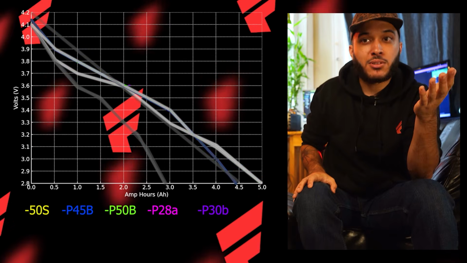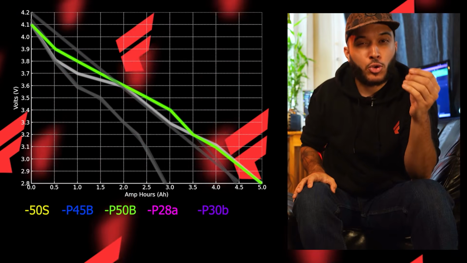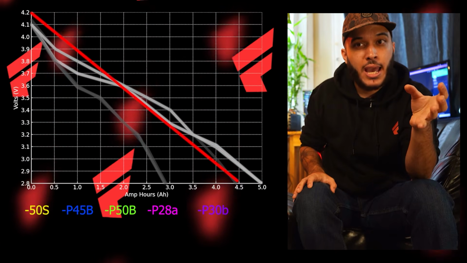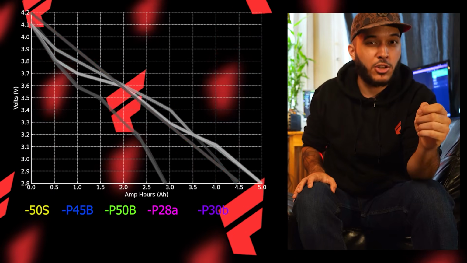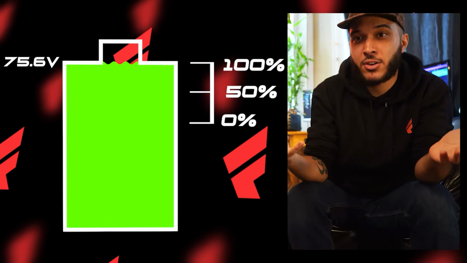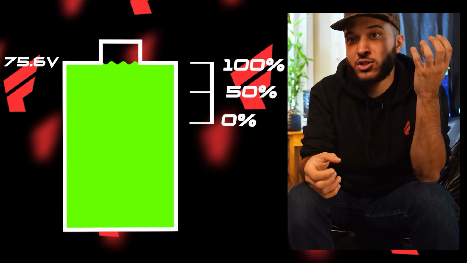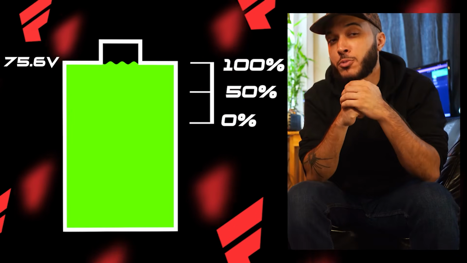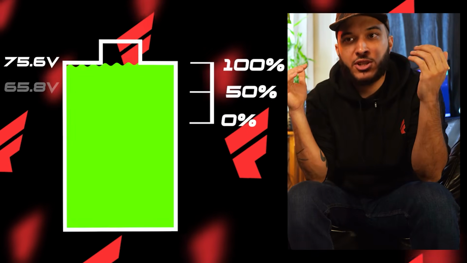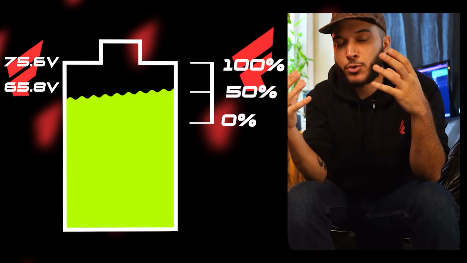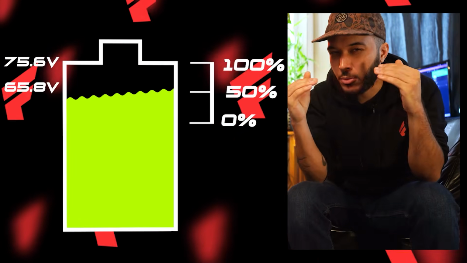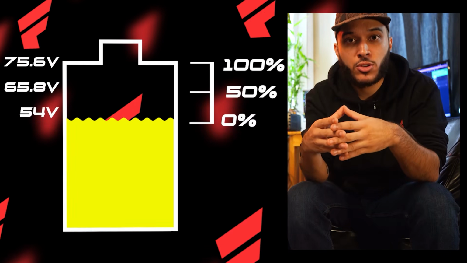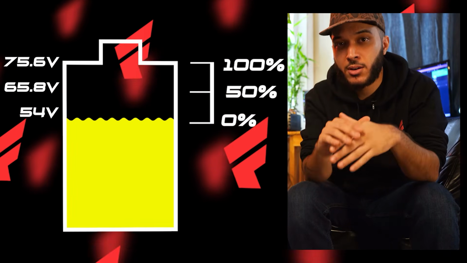But some apps like VESC Tool just apply a general curve to everything and can become very inaccurate. So what's the solution for this complicated nature of our batteries? Learn your voltages. For an 18S battery, we know that 75.6 volts, or 4.2 volts per cell, is your top. 65.8, or 3.6 volts per cell, is your middle, and 54 volts, or 3 volts per cell, is your bottom.